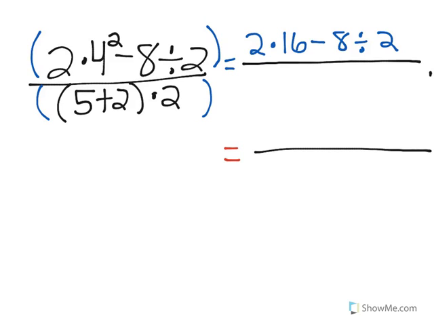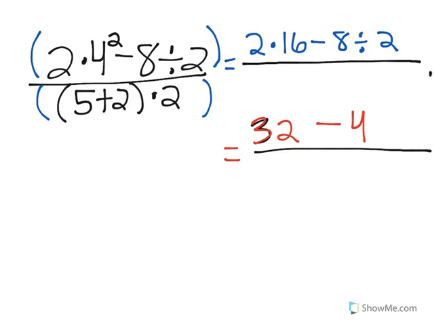Now, multiplying and dividing comes first, so let's go left to right. 2 times 16 is 32. I meant to be using a different color. And then 8, we can't do the minus 8 yet. We've got to do the 8 divided by 2 first. And 8 divided by 2 is 4. So that minus sign drops down.